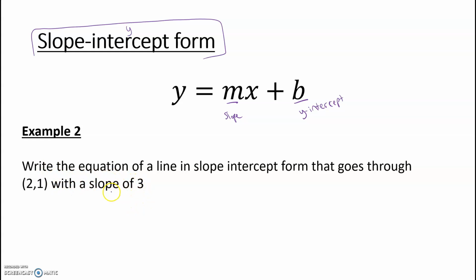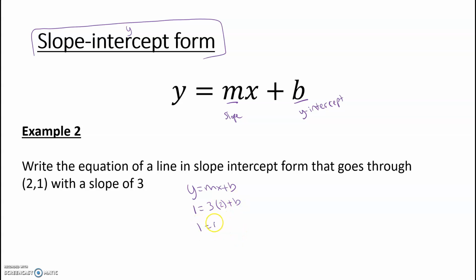So we have a slope, we don't have an intercept. So we're going to say y equals mx plus b. Let's plug in what we know. We have a y coordinate, 1. We have a slope, 3. We have an x coordinate, 2. But we don't know our y-intercept. So we're just going to leave that as a b.